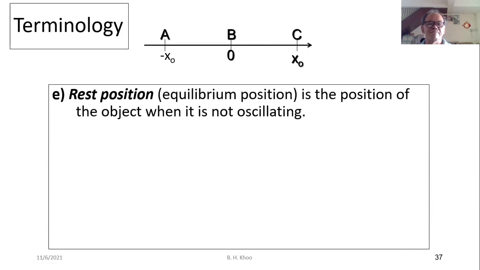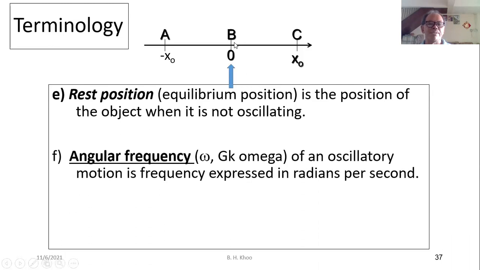Rest position, right? Or some books will call it equilibrium position, where there are no forces acting when it's at rest. That's called the equilibrium position. The position where the object is when it's not oscillating, when it's at rest, when it's not displaced. So that's the rest position, B.